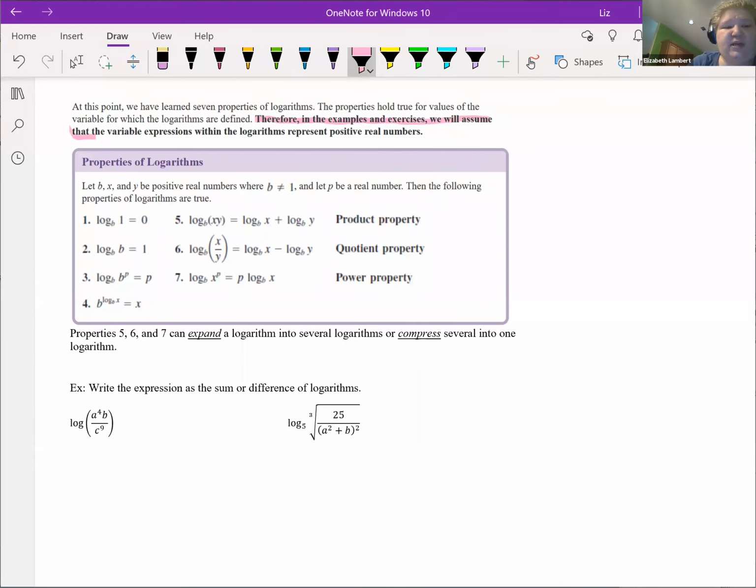But this now means they're not going to write after the problem, assume all variables represent positive real numbers. They just got tired of writing it. But when we get to the next section, oh, just kidding. Now you need to double check.